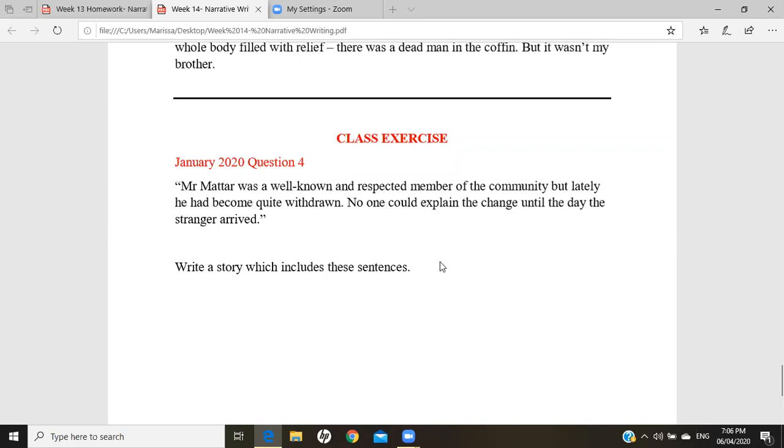Very good story. Anybody else have any ideas about what they would write about? With somebody being well known and respected, and then afterwards they change, and you see the stranger come in. What else could you write about?